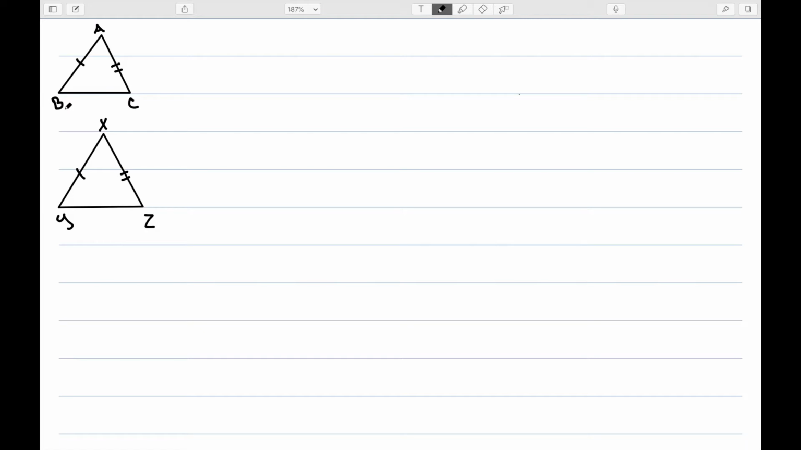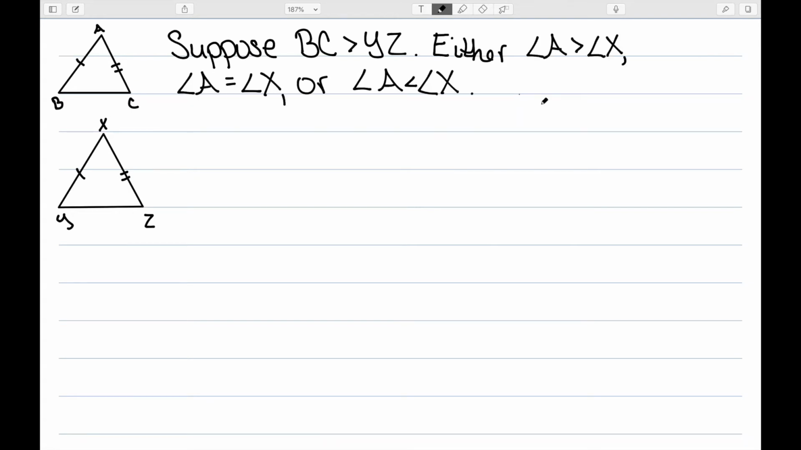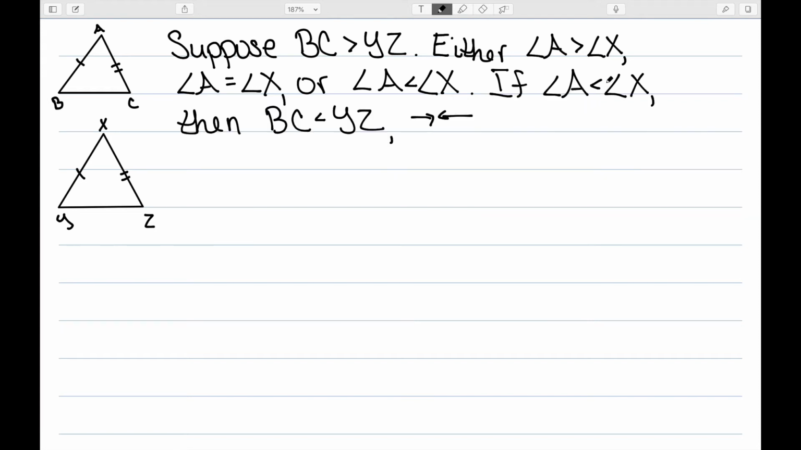I now want to prove the other direction. Let's suppose segment BC is bigger than segment YZ. Then we need to be able to show that angle A is bigger than angle X. Then one of three things must be true. Angle A is greater than angle X, they're equal, or angle A is smaller. If angle A is smaller, then by what we just proved, side BC would need to be smaller than side YZ, since we showed that smaller angles will result in smaller sides. And that gives me a contradiction.